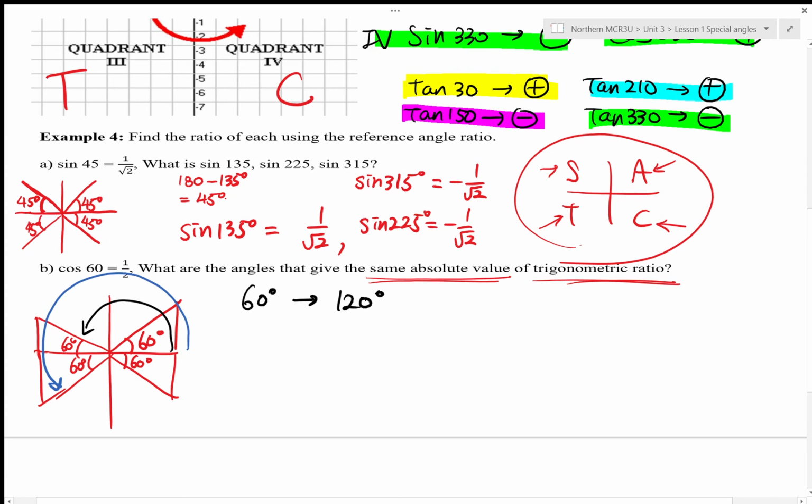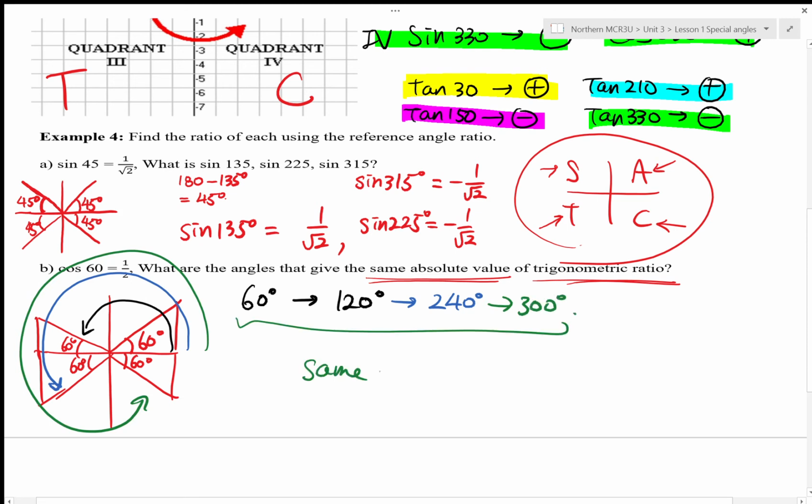Next one is going to be 240 degrees. And then one after that is 300 degrees. So these angles all give the same absolute value ratio. Okay, so basically their numbers are the same, just the signs are changing.